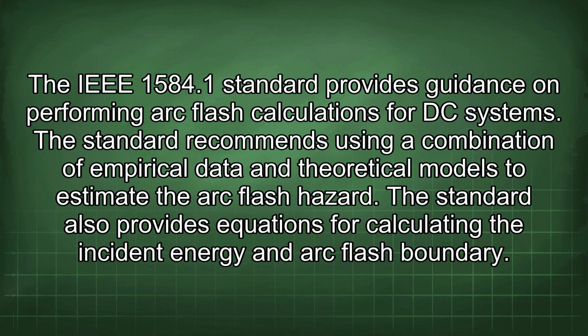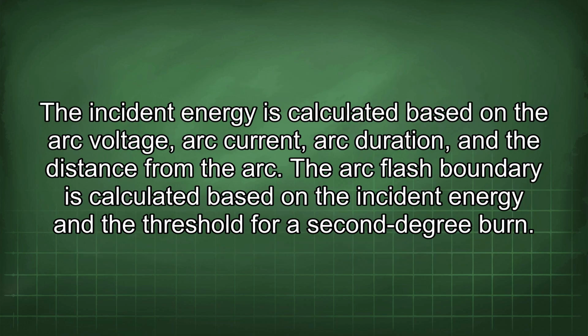The IEEE 1584.1 standard provides guidance on performing arc flash calculations for DC systems. The standard recommends using a combination of empirical data and theoretical models to estimate the arc flash hazard. The standard also provides equations for calculating the incident energy and arc flash boundary. The incident energy is calculated based on the arc voltage, arc current, arc duration, and the distance from the arc. The arc flash boundary is calculated based on the incident energy and the threshold for a second-degree burn.